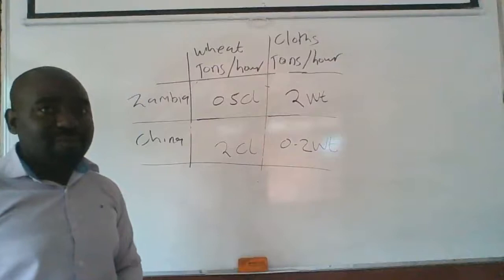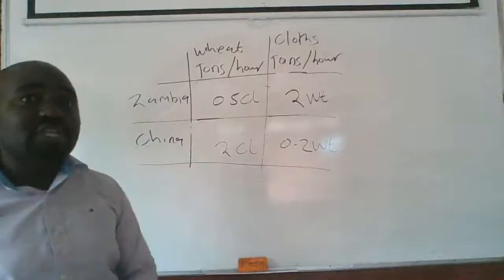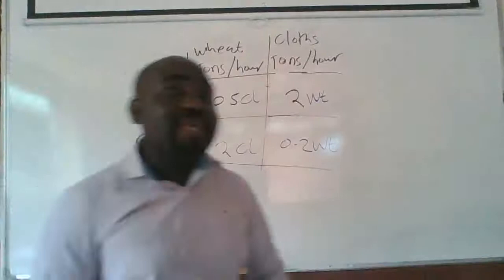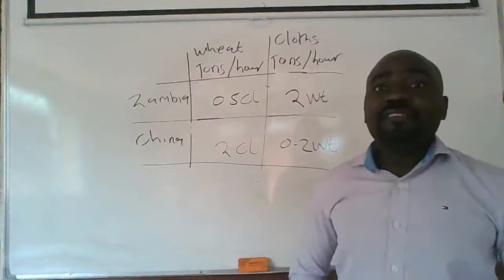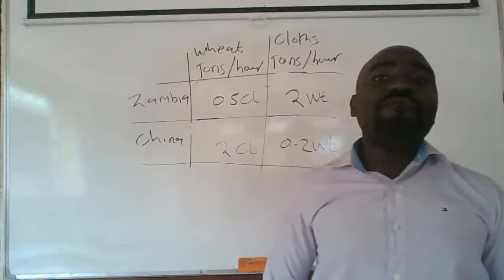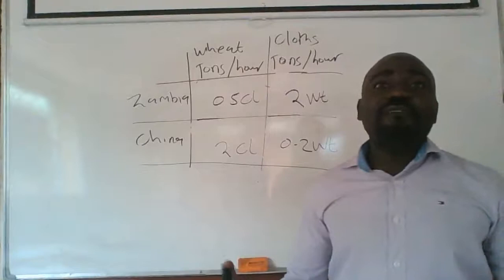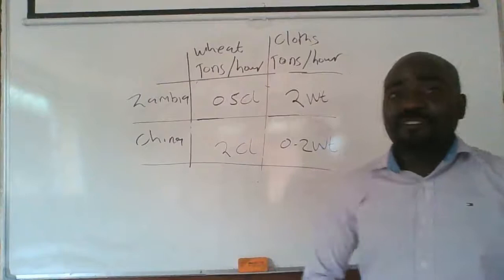Now that we've identified the commodity of comparative advantage for each nation, it means that for the two nations to be able to gain more, each nation will have to specialize in the production of the commodity of its comparative advantage. In this case, Zambia will have to specialize in the production of wheat, while China will have to specialize in the production of clothes. After the products have been produced, the two nations can exchange through trade, and we will see that world output will increase and welfare will also improve.